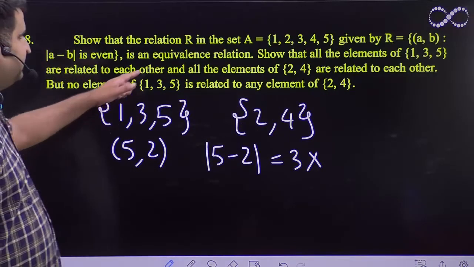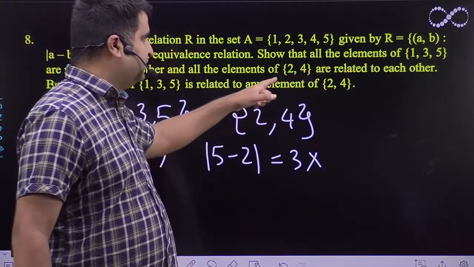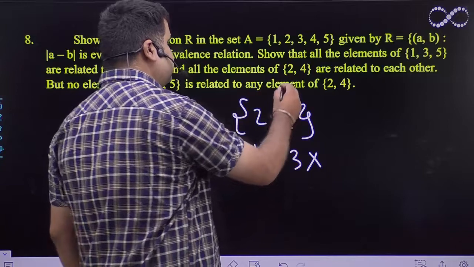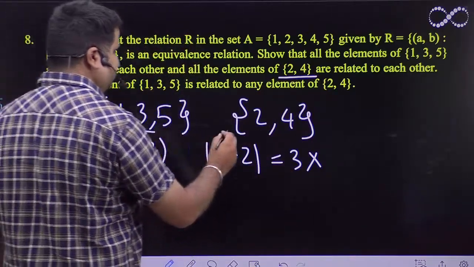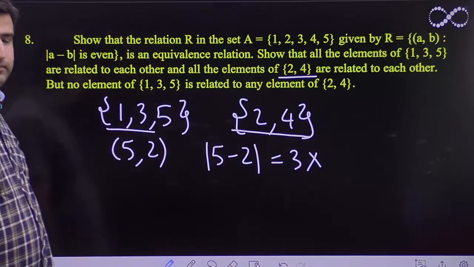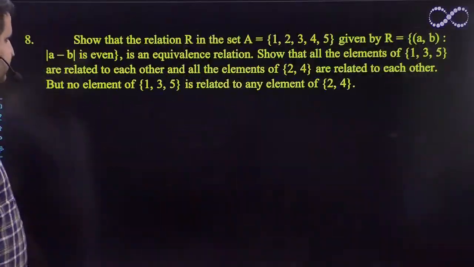Therefore, we have proved that this is an equivalence relation. All the elements of {1, 3, 5} are related to each other. Similarly, all elements of {2, 4} are related to each other. But {1, 3, 5} and {2, 4} are not related to each other. Let's see the next question.